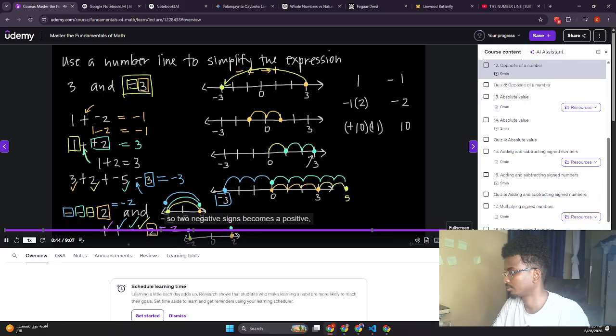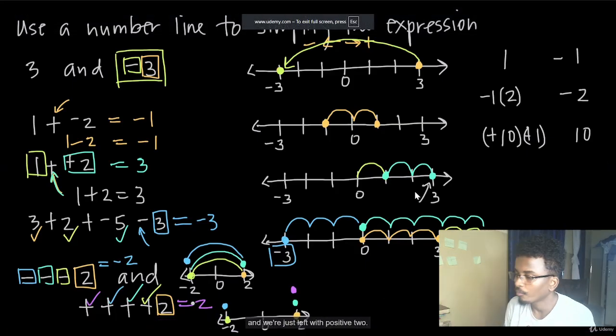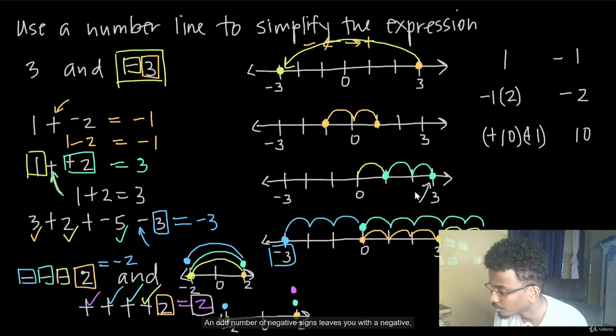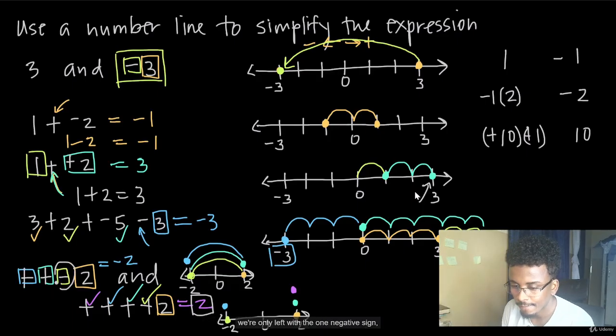Signs becomes a positive, two more negative signs becomes a positive, and we're just left with positive 2. An odd number of negative signs leaves you with a negative, so we cancel two negative signs. We're only left with the one negative sign, which can't cancel, so we're just left with negative 2.